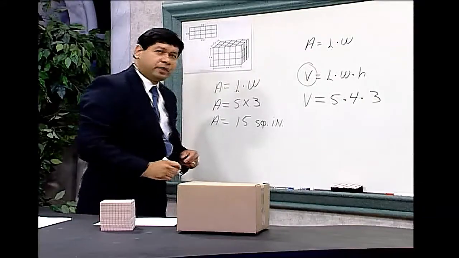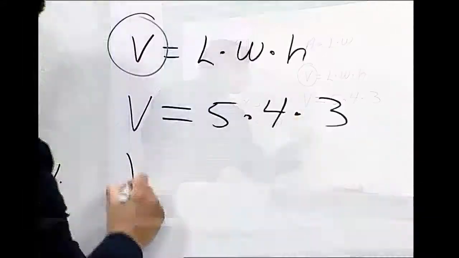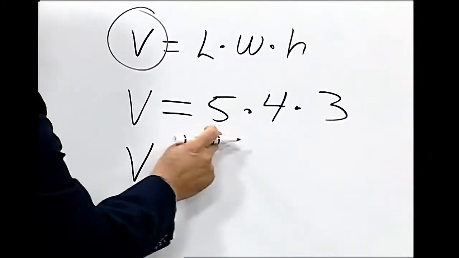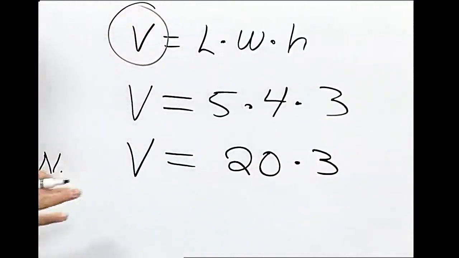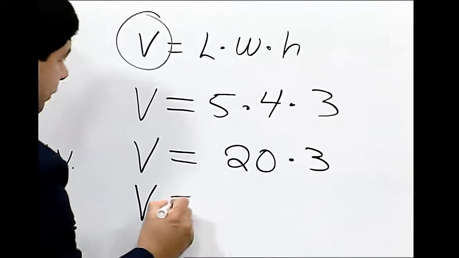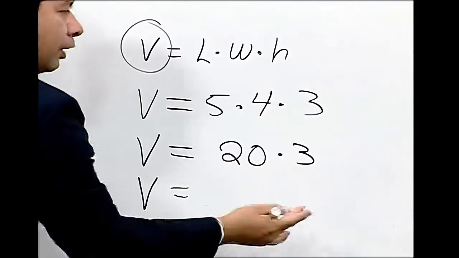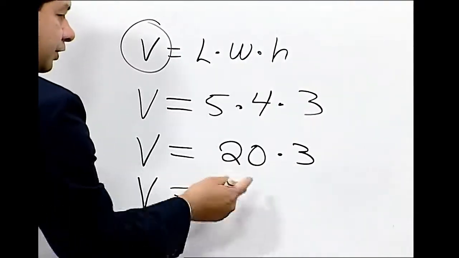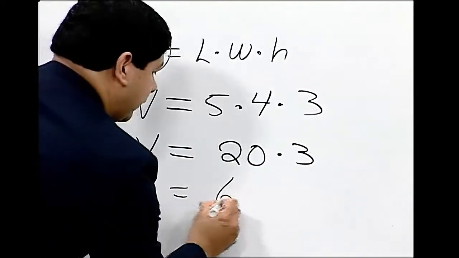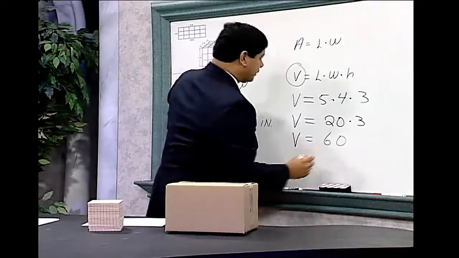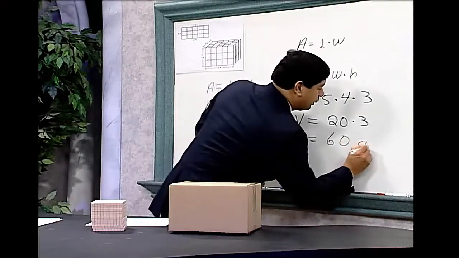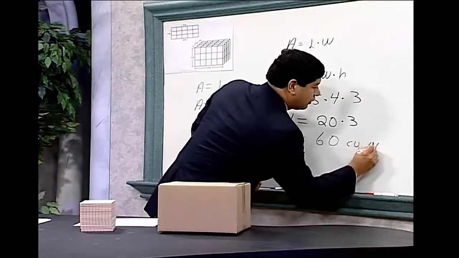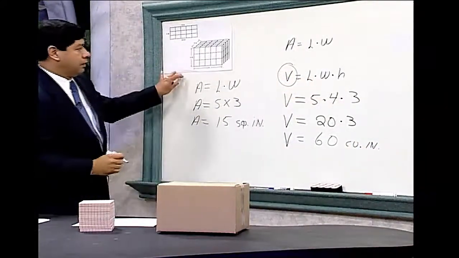Very simple. All we need to do now is multiply. Volume is equal to 5 times 4 is 20 times 3. We'll do this in steps. Volume is equal to 20 times 3. Well, we know that 3 times 2 is 6. Let's just add the 0, or if you already know how to do that, 60. So the volume of this box is equal to 60 cubic inches. Now we know how to do this.